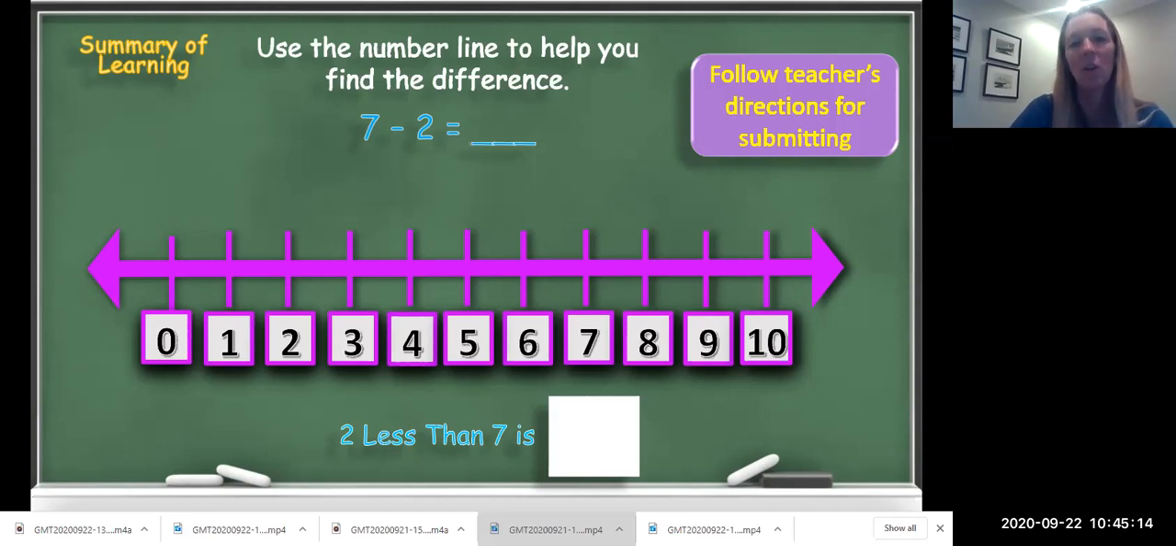Okay, great job. So you're going to start on 7 and you're going to go down 2. 1, 2, and you land on 5. Wonderful. All right, we're all done.